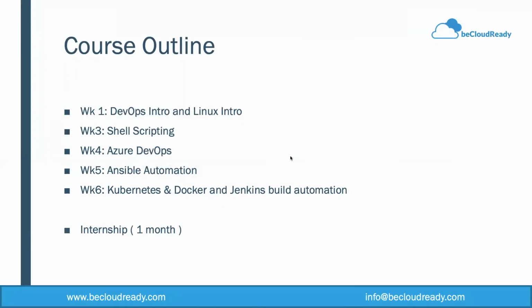Course outline, as I said: week one is a DevOps introduction, Linux introduction, then shell scripting. Then we talk about Azure DevOps, then Ansible automation, then Kubernetes, Docker, and Jenkins build automation. Because right now in the market, if you don't know Kubernetes, it's very hard to survive. So you need to have all these skills along with the internship.